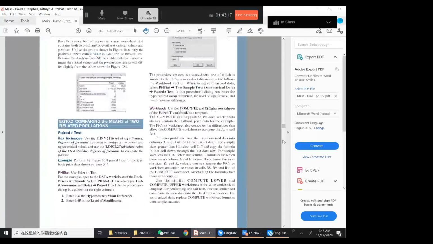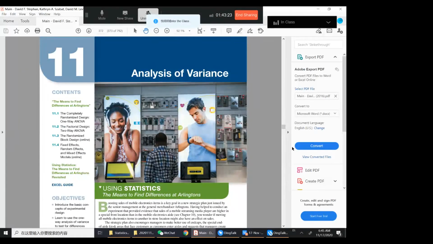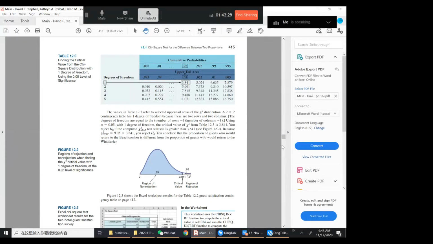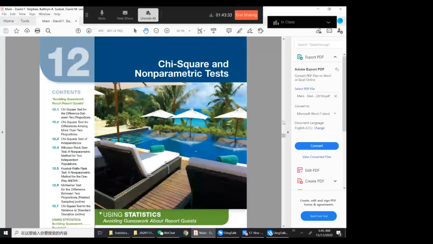Analysis of variance, we will try to finish this one as well. That's it. We are not going to go further to chi-square. We won't be doing that. If we have time, we will talk about the non-parametric test. That's the maximum we will cover in this course. Like three more lessons, or two more, until 11, three or four. But we're going to finish this one. It's going to be really easy for you, because it's not that difficult.